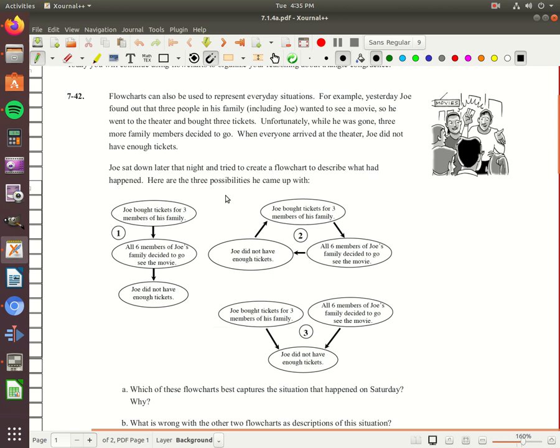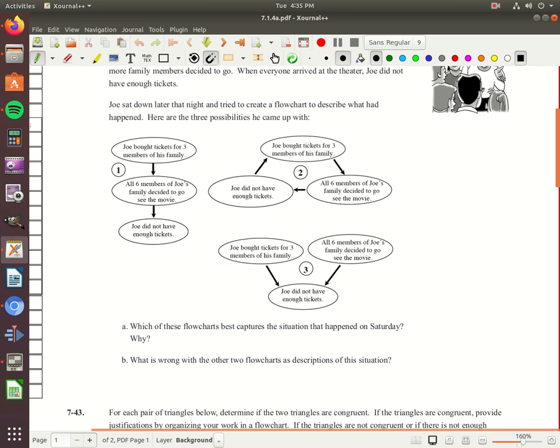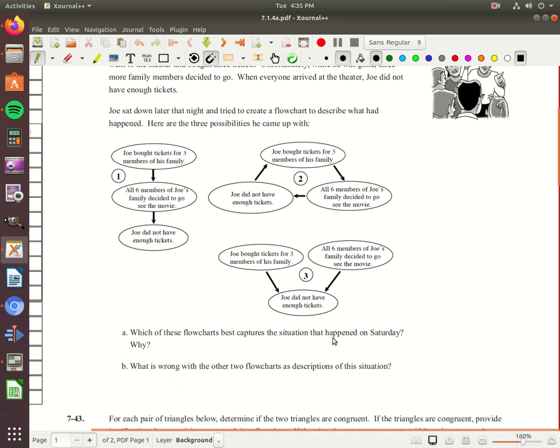Joe sat down later that night and tried to create a flowchart to describe what had happened. These are 3 possibilities that he came up with. So, which of these flowcharts best captures the situation, and what's wrong with the other 2 flowcharts? So, I would say take a look at these 3 and see which one makes the most sense to you. Let's go to 2 first and talk about that.